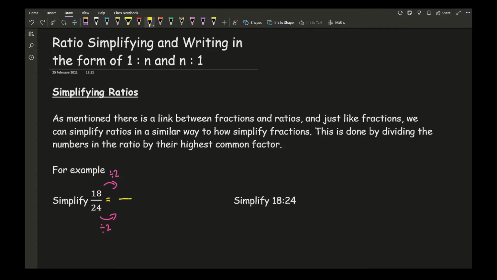So here I've got 9 over 12. Then I ask myself, is there a number that goes into both 9 and 12? Well, yes, there is. I can divide both numbers by 3, and then I end up with 3 over 4. Now, can I simplify 3 over 4?